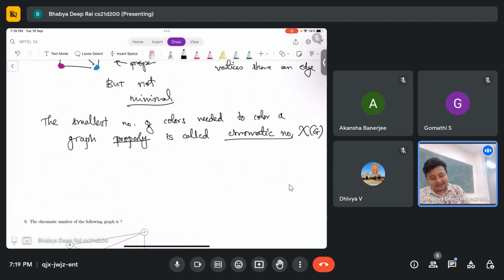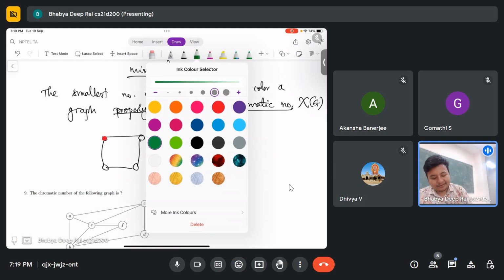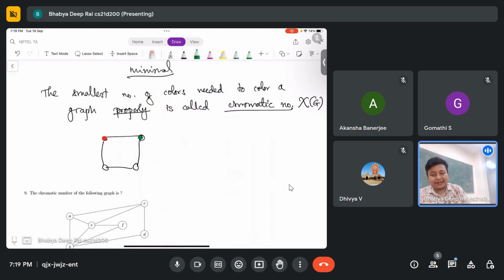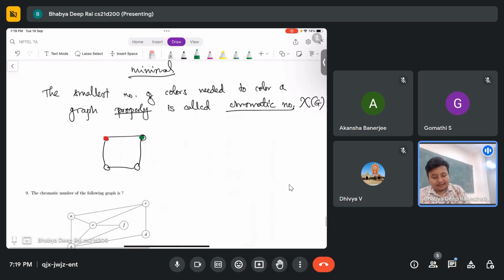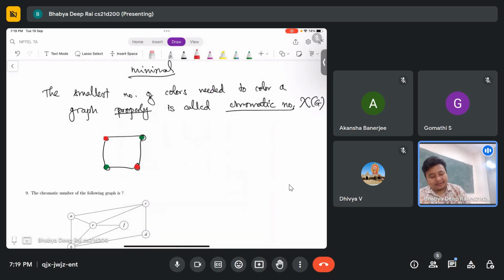Least number of colors required to color a graph. For example, if I have this graph, then to properly color, how many do I need? If this is red, as soon as I put this as red, the other two vertices I need to choose a different color. So I'll choose a green here, and below red I can choose a green again, and I can choose a red here, but I cannot do lesser than this.